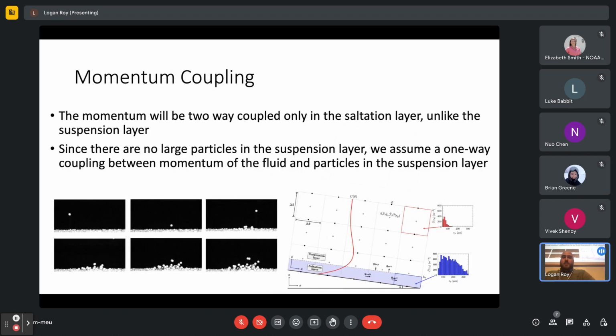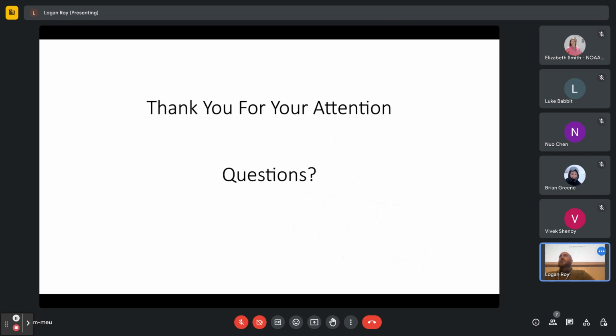And the last one I would comment on explicitly here is the momentum coupling approach that we're going to implement. This is not a fundamental requirement, it's just the first thing we're going to do: only have momentum being two-way coupled in the saltation mode, which we model, which is nice. And the justification for not having it two-way coupled in the suspension layer is because there are no large particles up there, just some small particles in the saltation layer. If we get strange results, we can always look into that. And it offers a potential comparison of how sensitive these processes are to us. And that's the last comment I'll make. Thank everyone for your attention and for the questions.